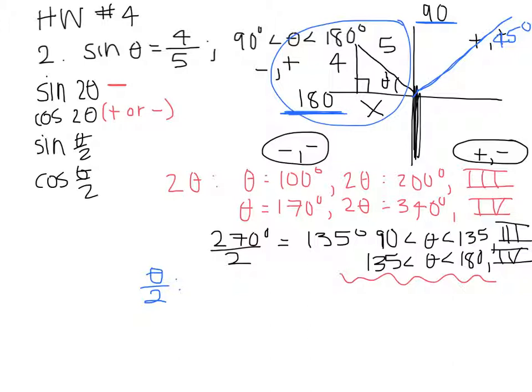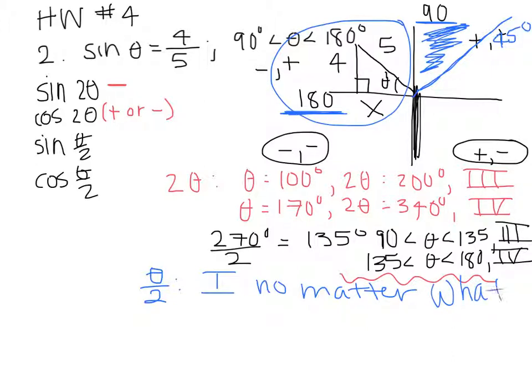So what I've just shown, I took the largest angle and the smallest angle, and they all ended up in this area here, which is in quadrant 1. So this will end up in quadrant 1 no matter what. And the nice thing about quadrant 1 is that both sine and cosine are positive.